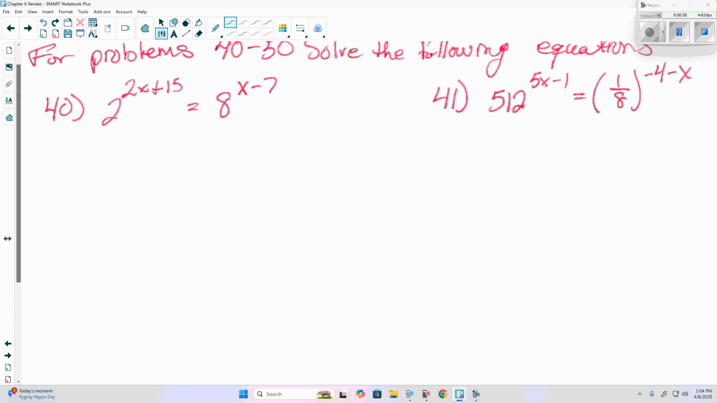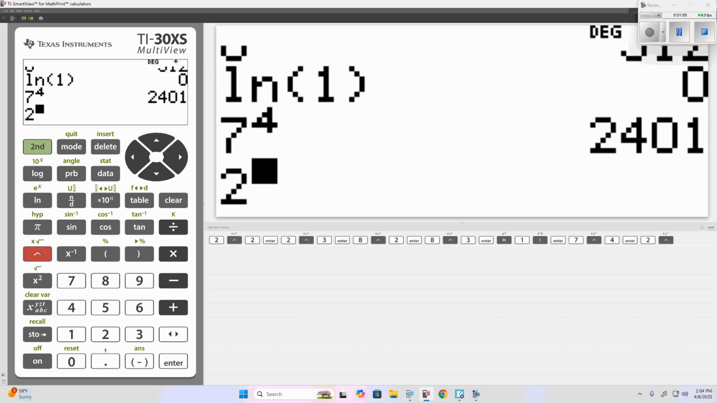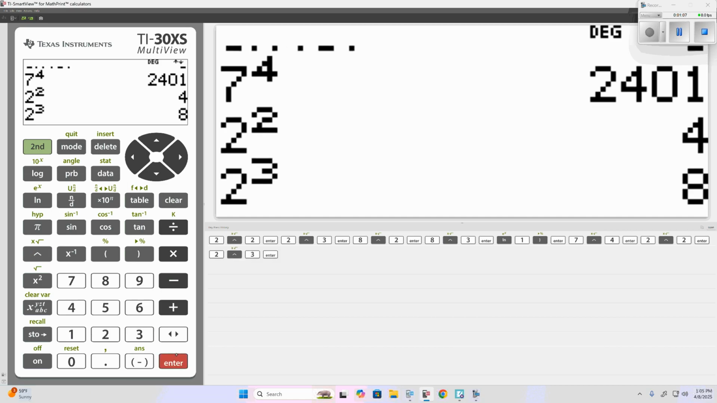So for 40, we have 2 to the 2x plus 15. Well, 2 is as simplified as it gets. I can't rewrite 2 as a number to a power because 2 is prime. It's as simplified as it gets. So that kind of gives us a hint that I'm going to have to rewrite 8 as 2 to a power. We could just start guessing and checking: 2, keep increasing the power by 1. 2 squared is 4. 2 cubed is 8. So that's what we need.